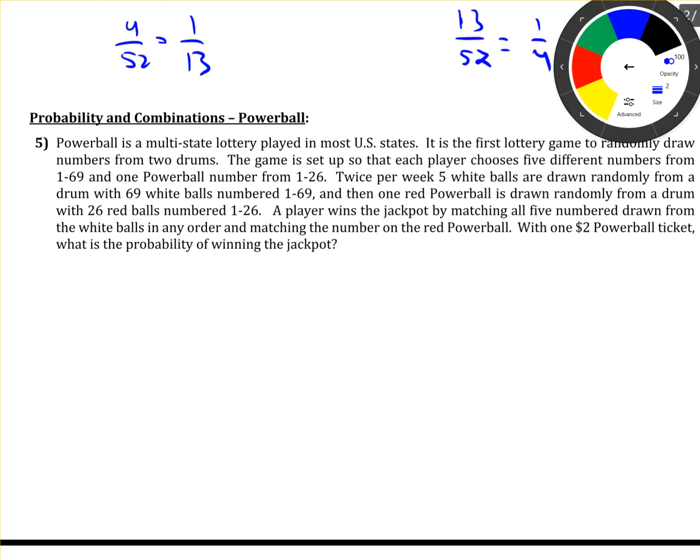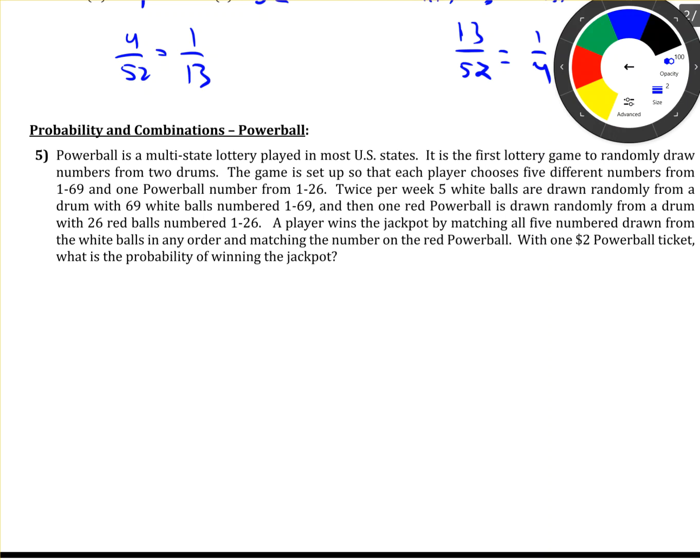All right, so Powerball is a multi-state lottery played in most U.S. states. It is the first lottery game to randomly draw numbers from two drums. The game is set up so that each player chooses 5 different numbers from 1 to 69 and one Powerball number from 1 to 26. Twice per week, 5 white balls are drawn randomly from a drum of 69 white balls numbered 1 through 69, and 1 red Powerball. All right, so a player wins the jackpot by matching all 5 numbers drawn from the white balls in any order and matching the number on the red Powerball. With one $2 Powerball ticket, what is the probability of winning the jackpot?